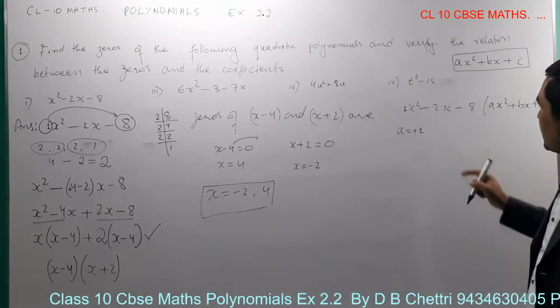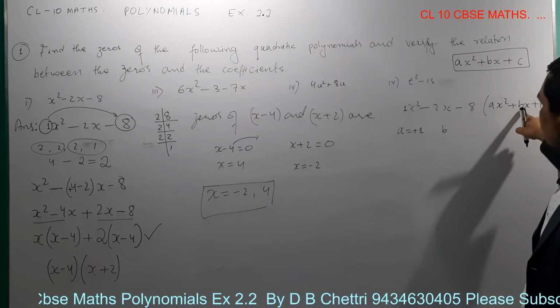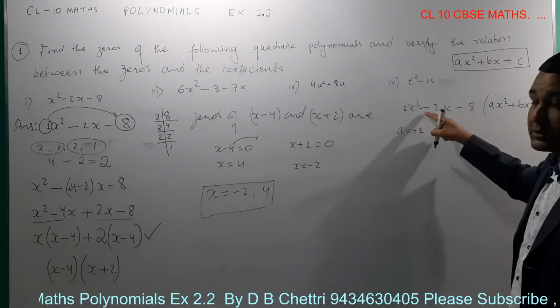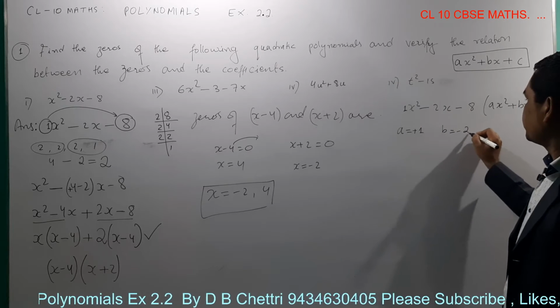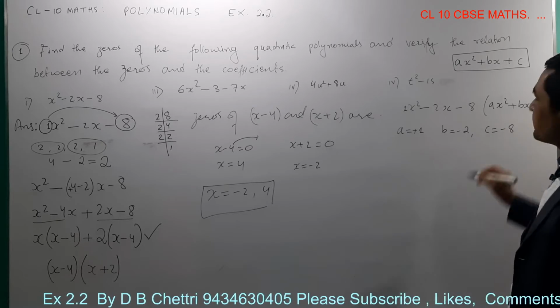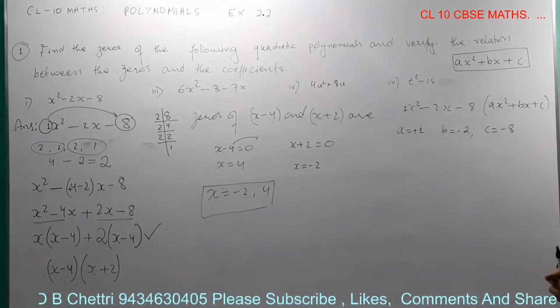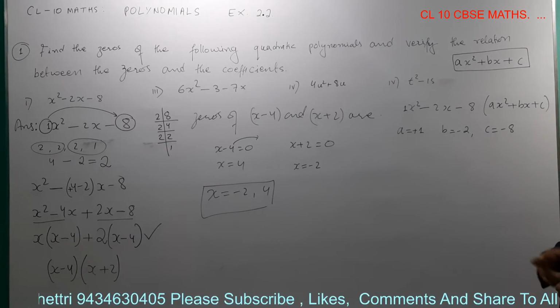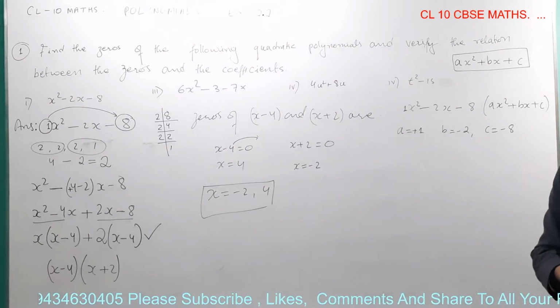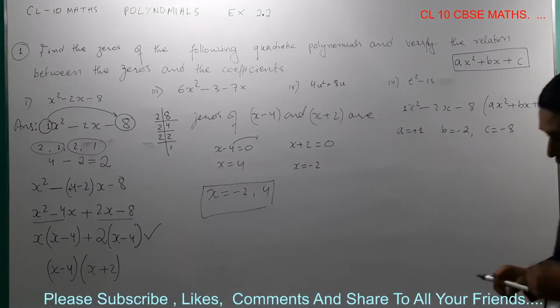Then what is b? B means the number attached with x, which is minus 2. Then c is minus 8. While writing the values, write them with the proper sign. And there is a formula to find the sum of roots and the product of roots.